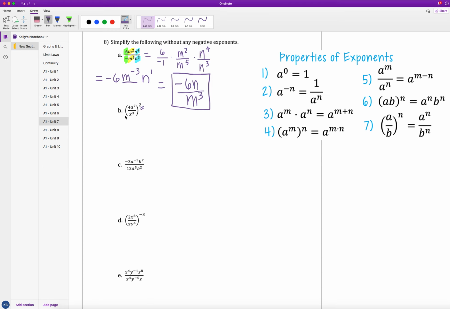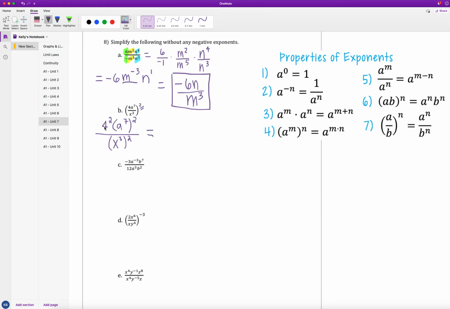How many pieces will we distribute that second power to? We will distribute that second power to 3 pieces. I'll have 4 to the second. We have a to the 7th to the second, all over x to the 3rd to the second. So remember, there's 3 different pieces inside of here. The 4, the a to the 7th, and the x to the 3rd. So each one of those has to be raised to the second power since they're all inside the parentheses.